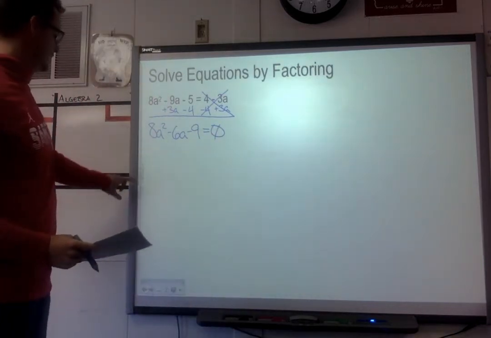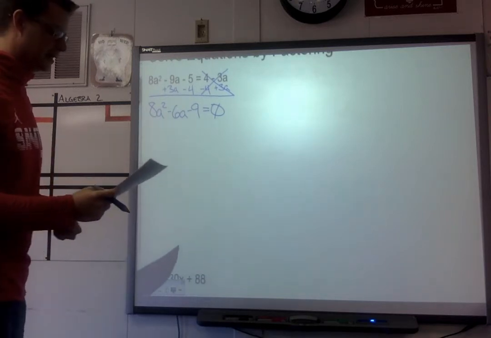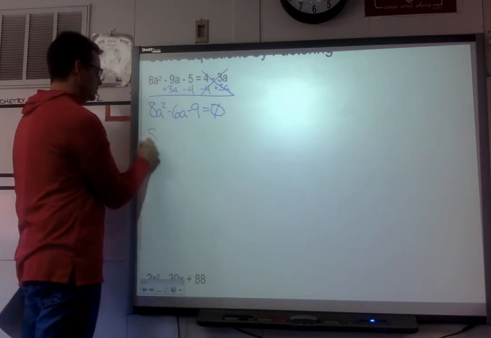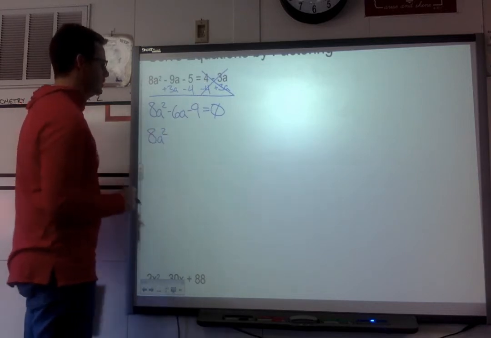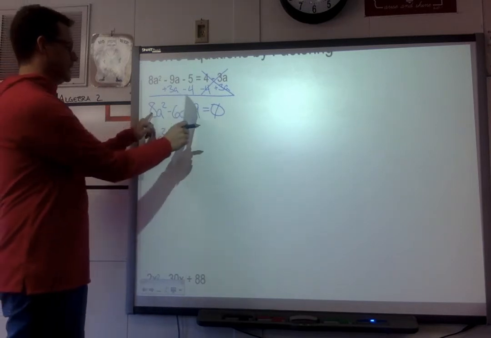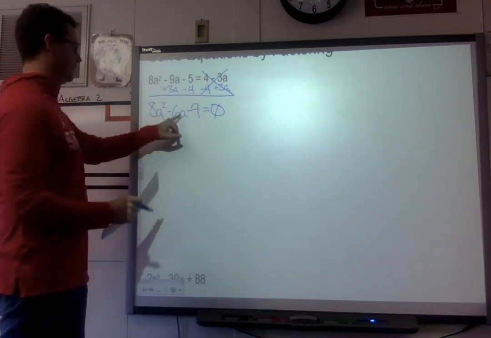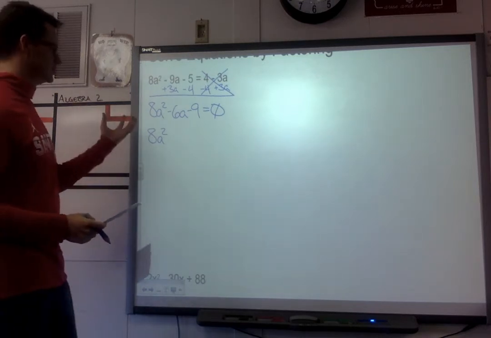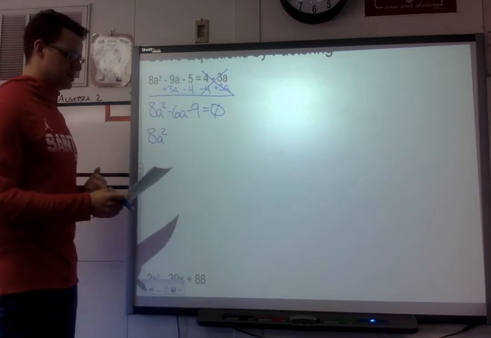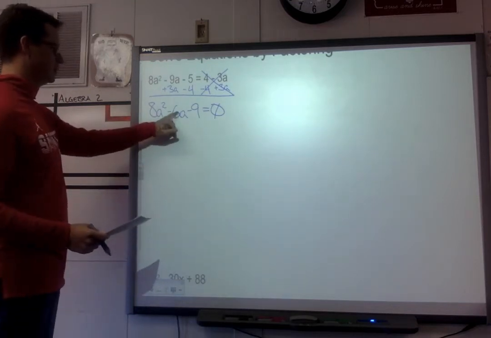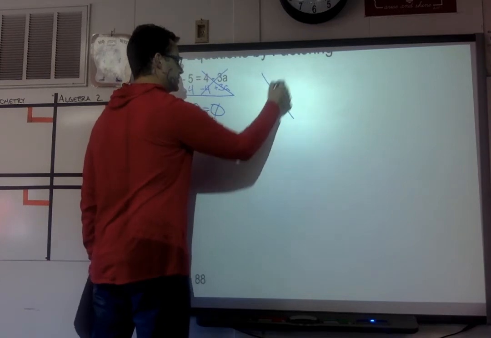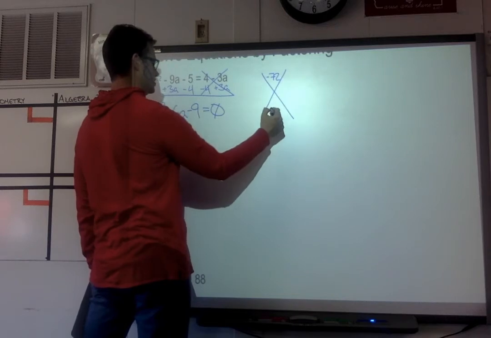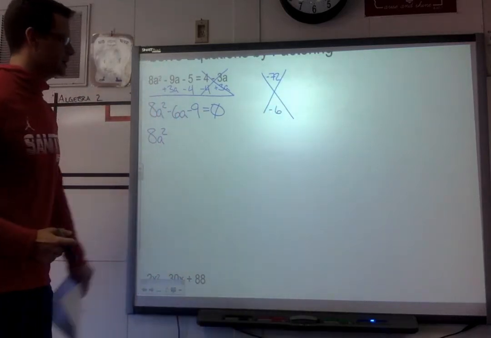So now I'm going to go ahead and factor this so I can solve. I'm going to do this one with the grouping method. So I have 8a squared. I need two numbers that multiply to -72 and that add to -6. Now in this case, since we know that one needs to be positive and one needs to be negative, we can still draw in the x to help us. Let's see, multiply to -72, add to -6.